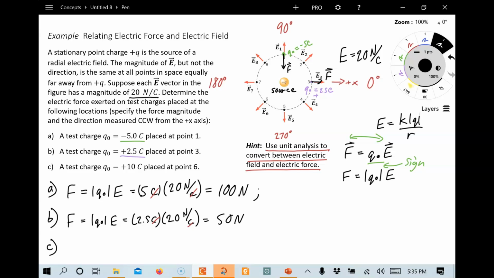All right, let's look at part C here. Finally, for part C, we're going to take a 10 coulomb charge and put it at 0.6. Let's use blue for this one. So right here, now I'm going to ignore the green and the purple. Those charges are gone. We've removed them. The source charge is still there, though, and we've just put this test charge here. Test charge is just another word for a different charge, not the source charge. And this one's equal to plus 10 coulombs.